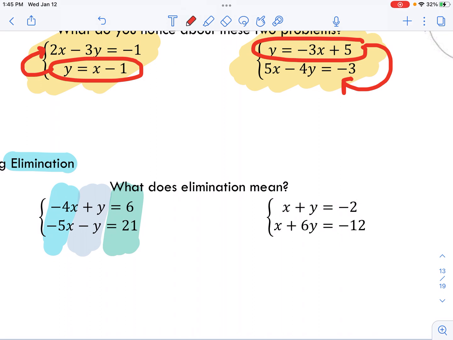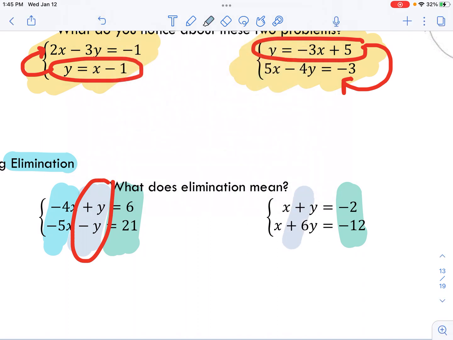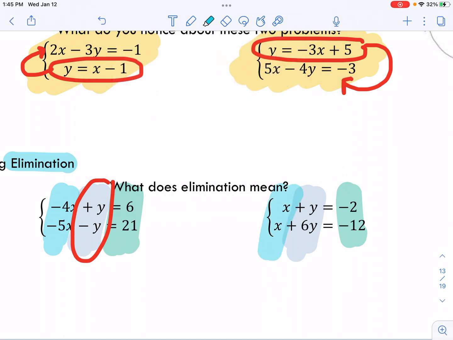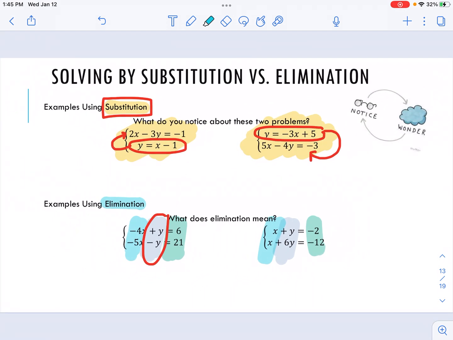And specifically, I noticed that these two y values are opposites. All right, now once again, constants, all my y values, and all my x values. Now in this case, I don't notice any of them that are opposites, and that's okay, and we'll talk a little bit about how we can create a better problem that lends itself to elimination.